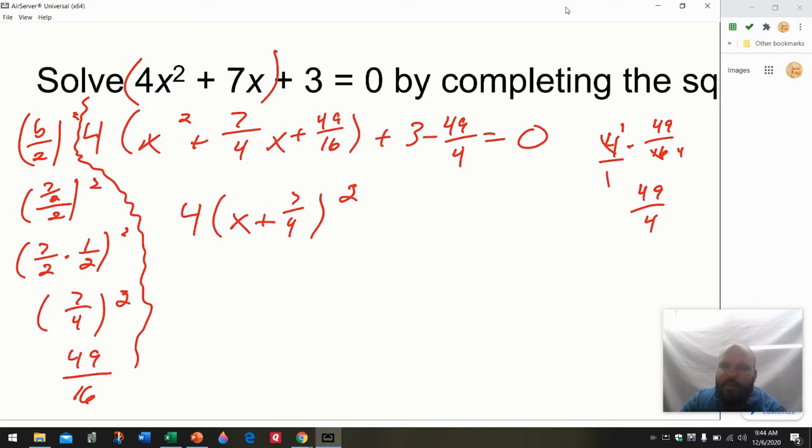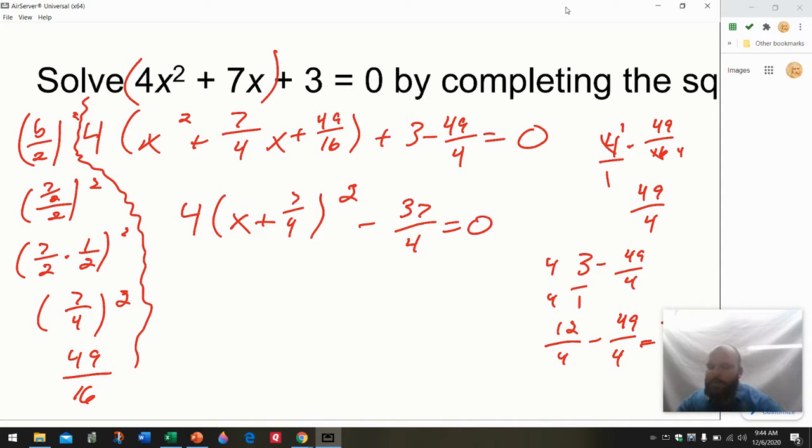Now we do need to clean up that 3 minus 49/4. So 3 minus 49/4. Okay. We need to make this 3 over 1. And then we're going to multiply by 4 over 4. So we get 12 over 4 minus 49 over 4, which gives me negative 37 over 4. All right. Okay, so we're getting there. Now we need to solve by moving the 37/4 to the other side.